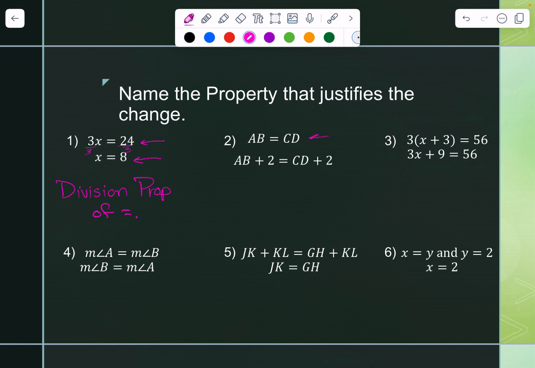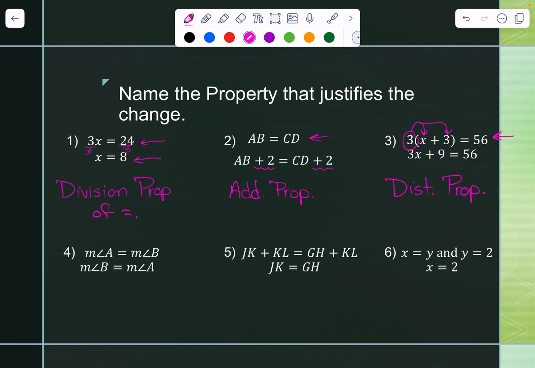Okay, let's go to the next one. I start off on my first one. I have AB is equal to CD. And if you notice what's different is in the second one, we add 2 to both sides. So that is the addition property of equality. If we look at the third one, the difference between the first one to the second is they have taken the 3 and multiplied it in. That is the distributive property.